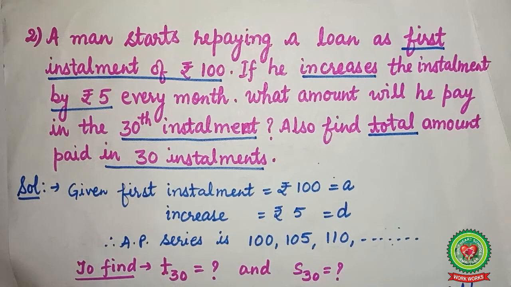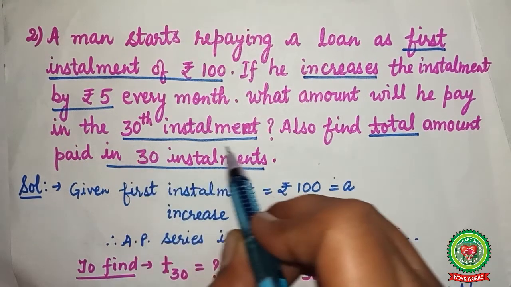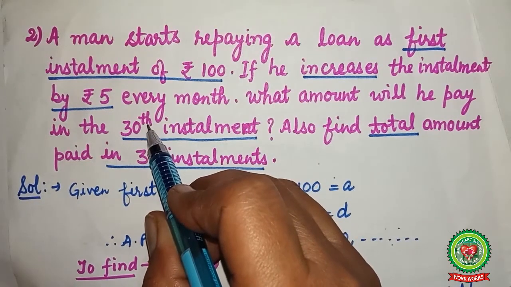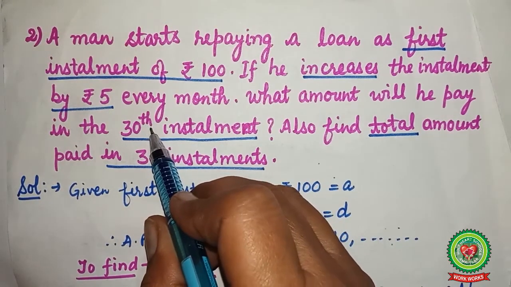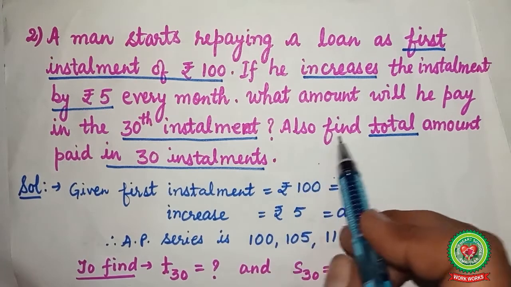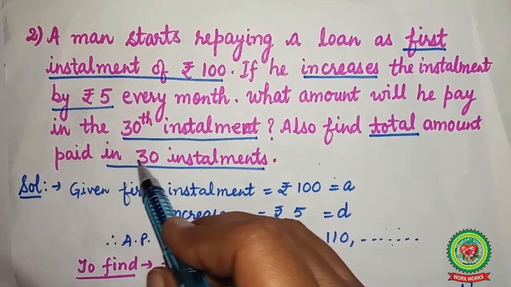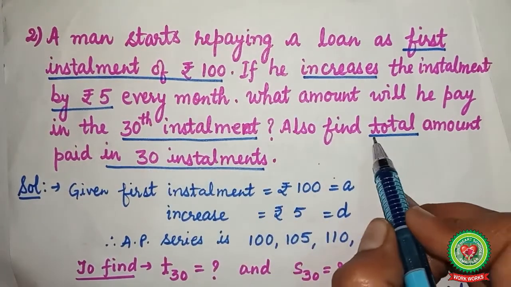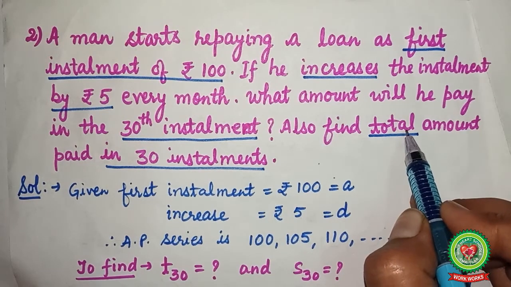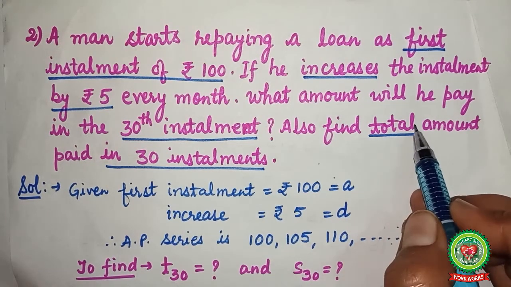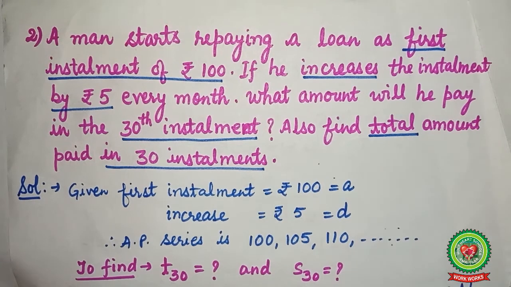Now the question is, what amount will he pay in the 30th installment? Now the 30th installment, the th is there, it means we have to find the term. Also find the total amount paid in 30 installments. The word total is there. Total means we have to find the sum here. So we have to find two things, the term and the sum also. Now let's start with the question.